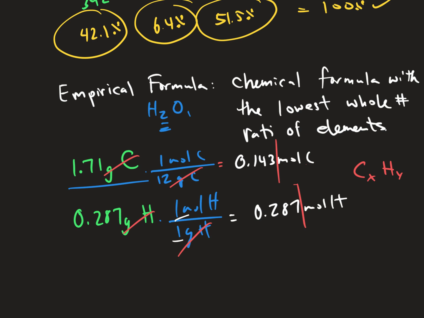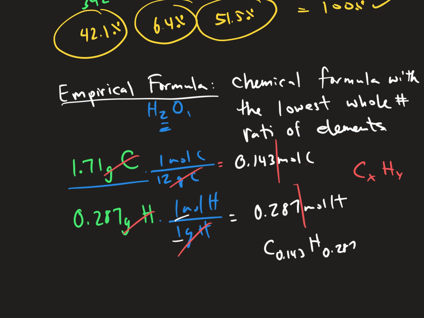All right, so we have 0.143 moles of carbon. Oh, so we got the answer. C 0.143, H 0.287, right? Is that true? That's true, but we're not going to leave it that way. It doesn't make any sense. You can't have a fraction of an atom, right? The empirical formula is the lowest whole number ratio. These are not whole numbers, right? You can just divide them.